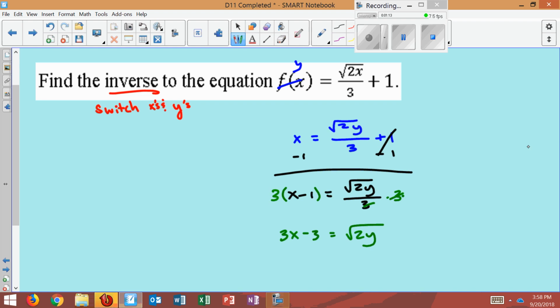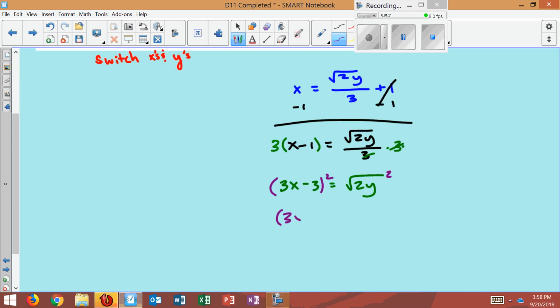To get rid of the square root, I need to square both sides. So this gets squared, and this also gets squared. So now I have 3x minus 3 squared equals 2y, because these simplified out. The last thing to do to get rid of that 2 is we're going to divide it. This is multiplying times y right now. And divide it, and that will give me my equation.